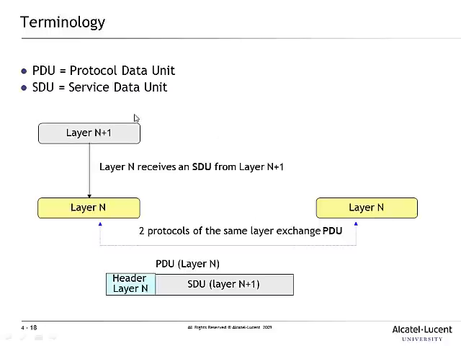So it's very important that you understand the difference between the terms PDU and SDU. Two protocols at the same layer, or two peer protocols, exchange PDUs, whereas a layer above and a layer below exchange SDUs. Same ones and zeros, but we use different terminologies to distinguish between them.